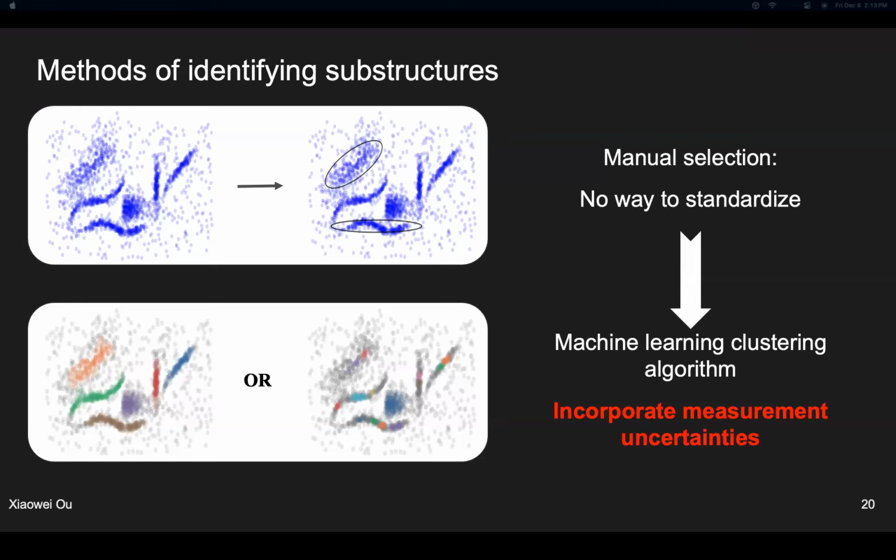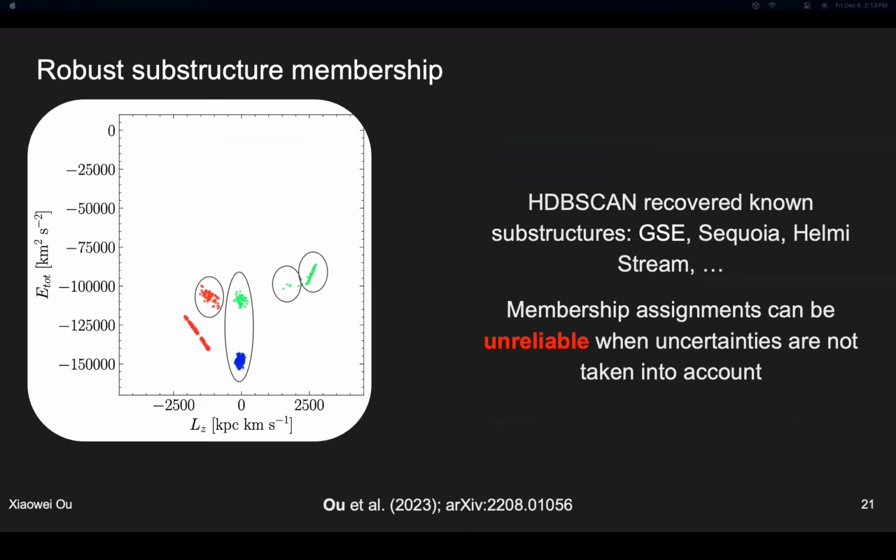But they often have a hard time incorporating measurement uncertainties. A lot of these algorithms were developed in the context of computer science, where there's no notion of measurement uncertainty. So that's what I did for my first project during my PhD, looking at some of the more popular clustering algorithms and thinking about how robust they are if we include measurement uncertainty. Here I incorporated measurement uncertainties into one of the most popular density-based clustering algorithms, called HDBSCAN.